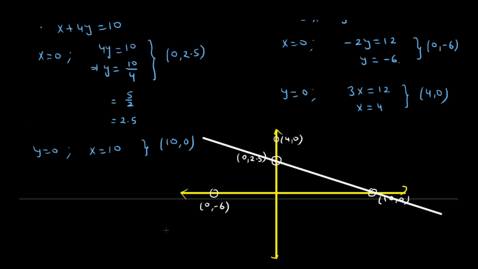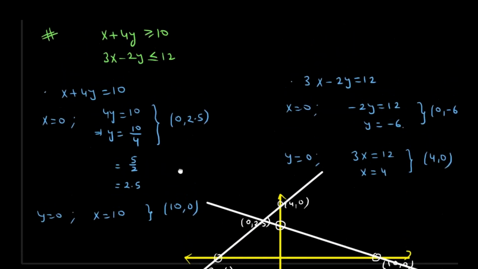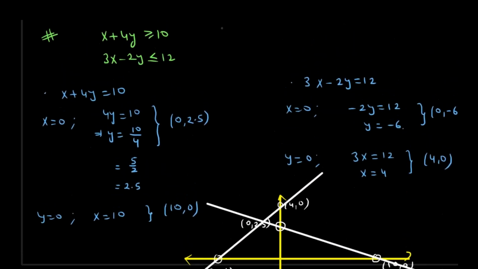So we'll have the line like this. Now we need to talk about the region. I think the origin test point works fine with both. So if we use the origin in the first inequation, then we'll get 0 is greater than or equal to 10. And in the second one, we'll get 0 is less than or equal to 12. Is 0 greater than 10? Not really. So for the first one, the region will be away from the origin.